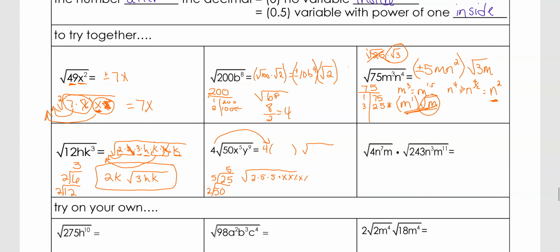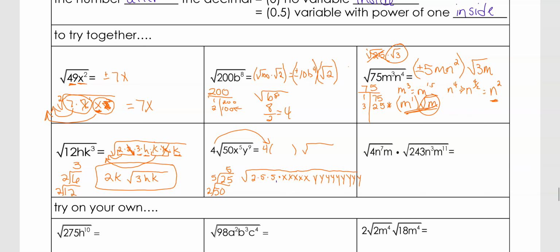3, 4, and 5. And we have 9 y's inside. 2, 3, 4, 5, 6, 7, 8, 9. Okay? And so again, we're going to find partners and murder victims.